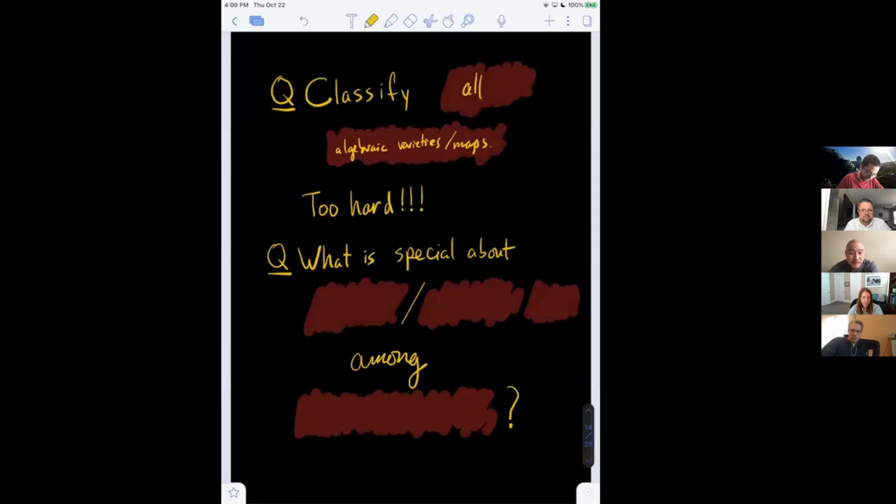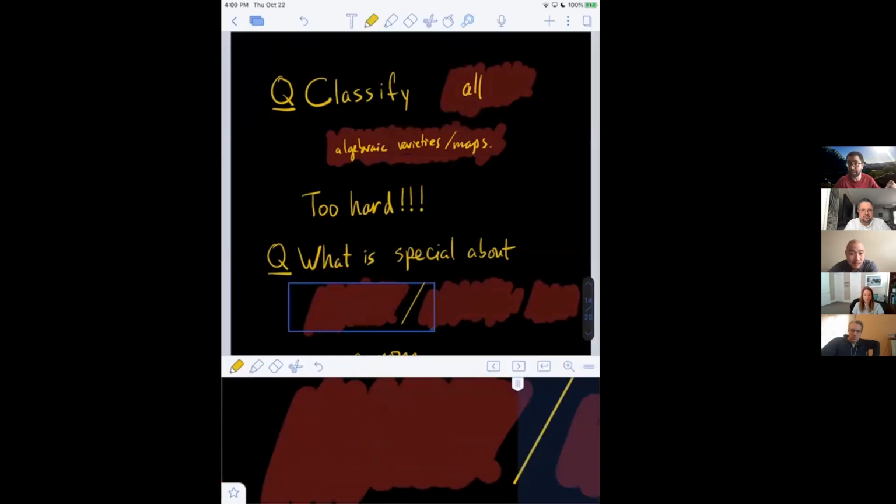So one thing you could ask, instead of classifying a collection of objects, especially a really fancy and scary one, is what's special about those objects. In other words, can you give me a criterion that tells me that an object is not in this set, so it's not an algebraic variety or an algebraic map.